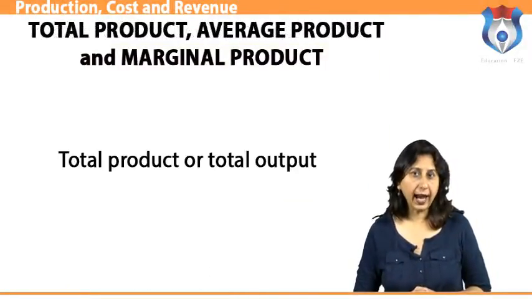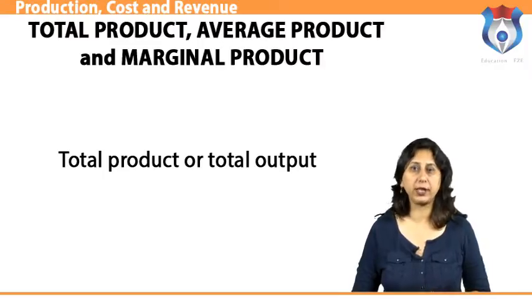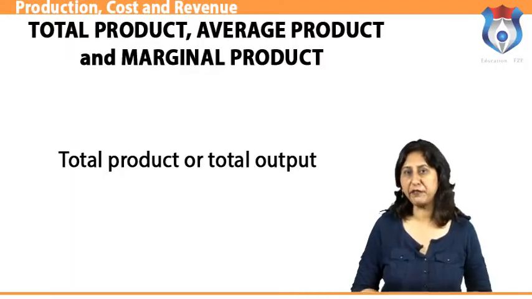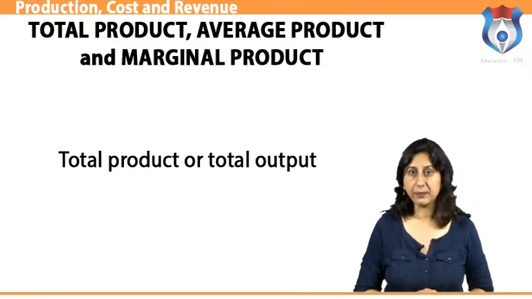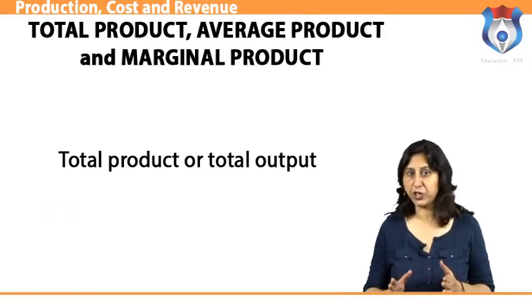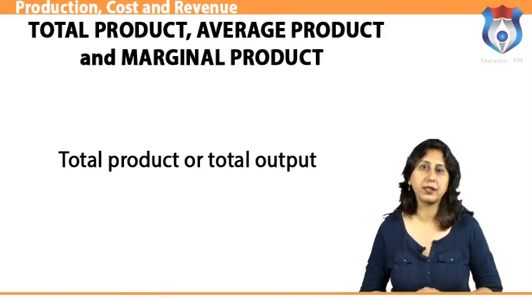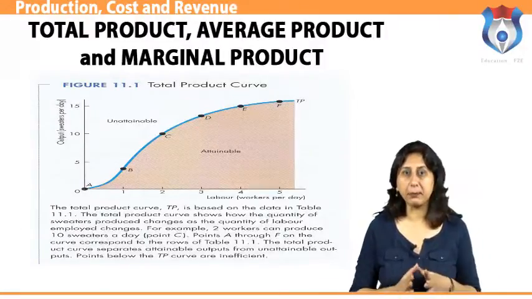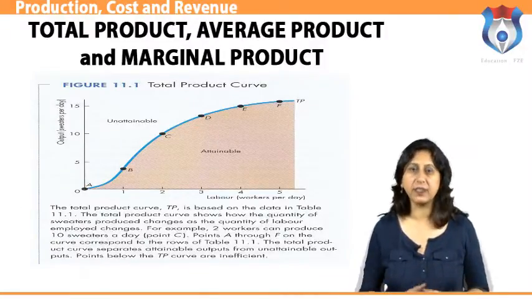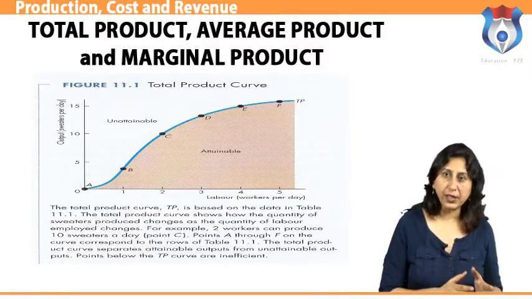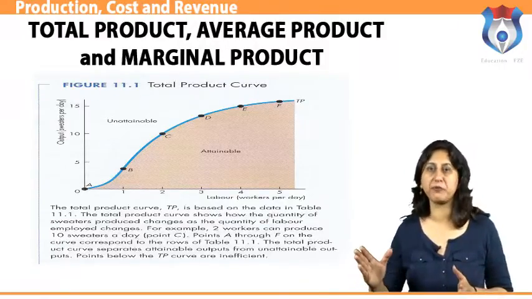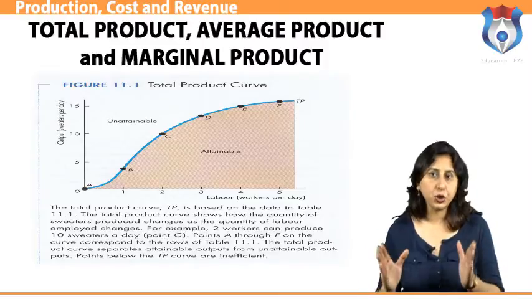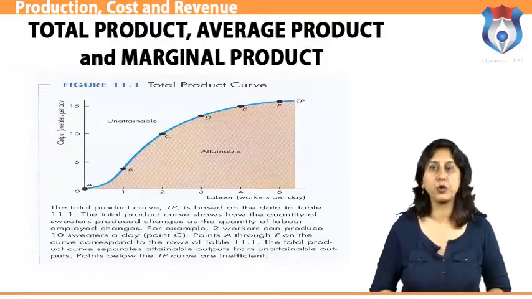Total product, average product, and marginal product. Production by a firm can be classified as total product, average product, and marginal product. The factors of production are combined to make goods and services. The value of total production by using all factors of production is known as total product or total output.